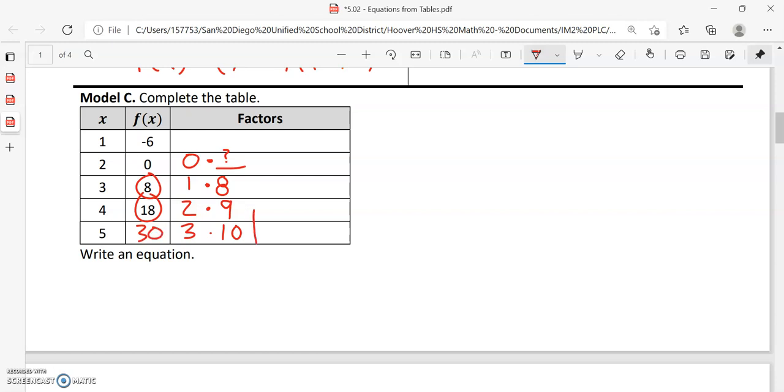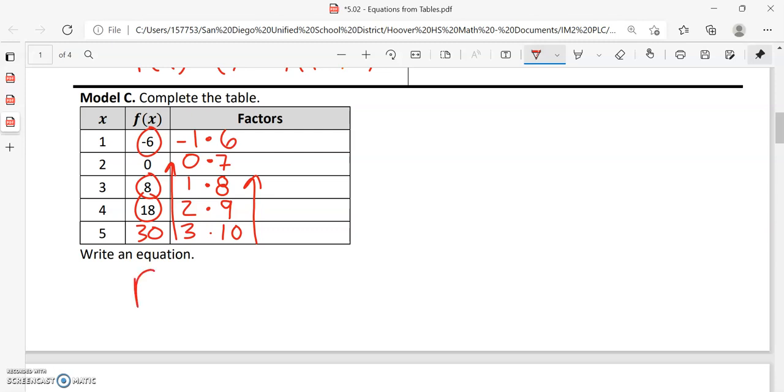Now let's count backwards. 10, 9, 8. Our unknown here is now known. It should be a 7. 0 times 7 equals 0. This would be a 6. Counting up from here, 3, 2, 1, 0. Then we have a negative 1. Negative 1 times 6 does equal negative 6. So it all checks out.